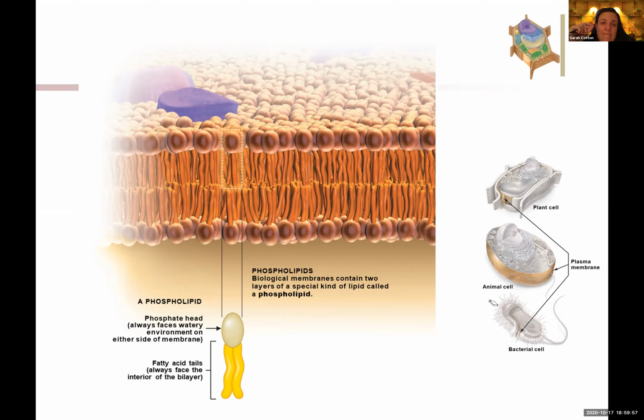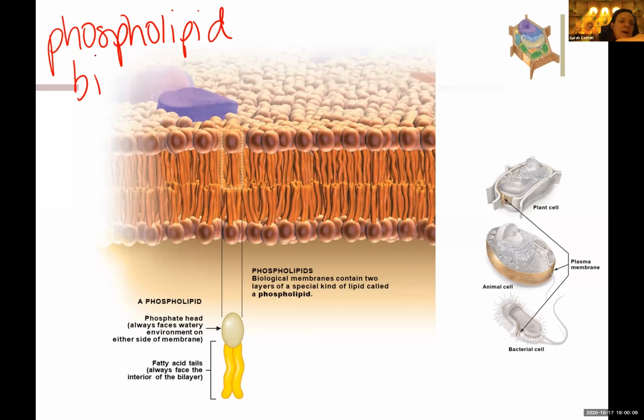The plasma membrane is primarily, not completely, but primarily a phospholipid bilayer. We did talk about phospholipids for like half a second when we were talking about lipids. We're going to talk more about them now. They are a type of lipid, as the name would imply, and phospholipids have an interesting structure in that they have these two long fatty acid tails. That's this part down here. And those fatty acid tails always face the interior portion of the bilayer.